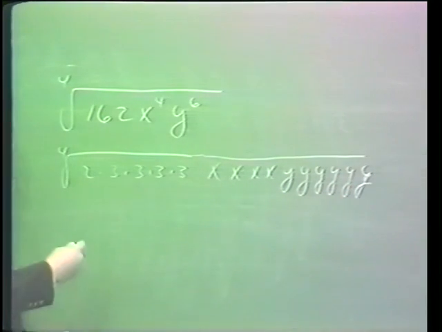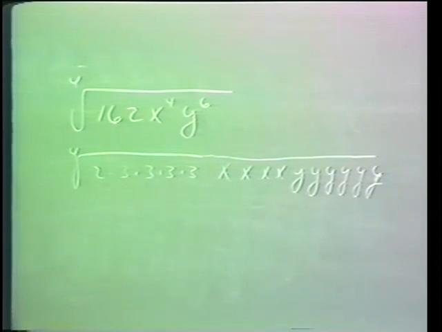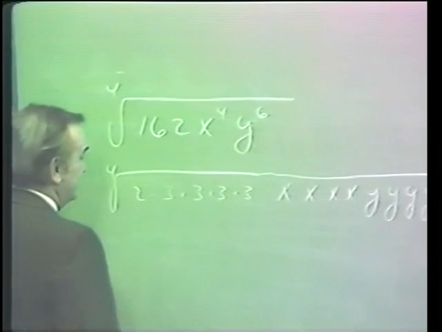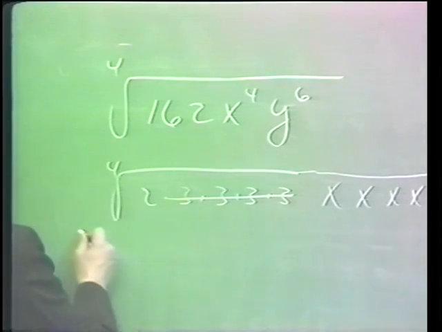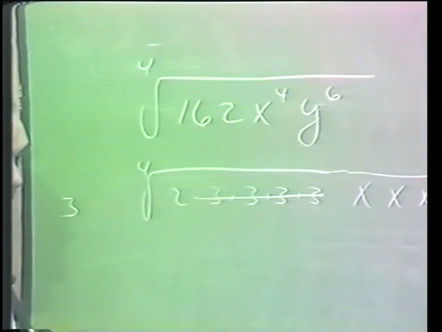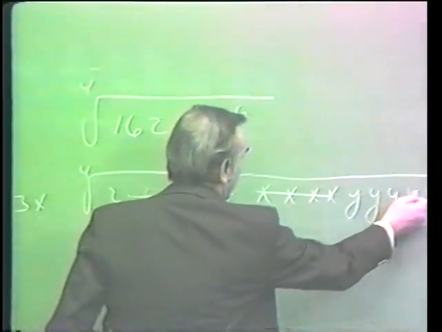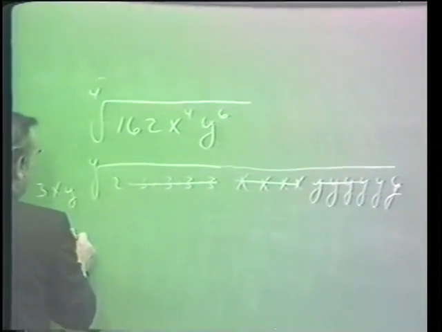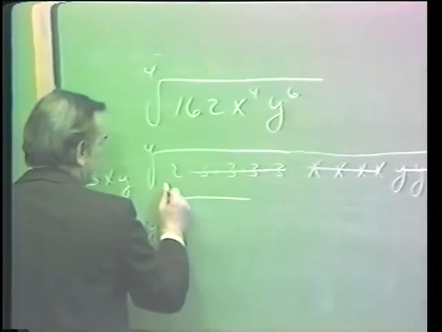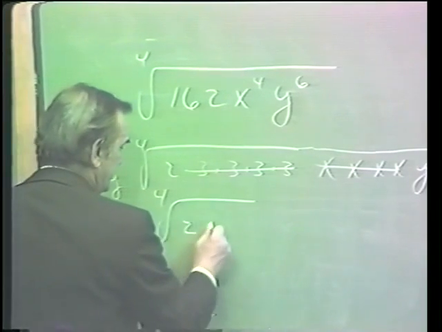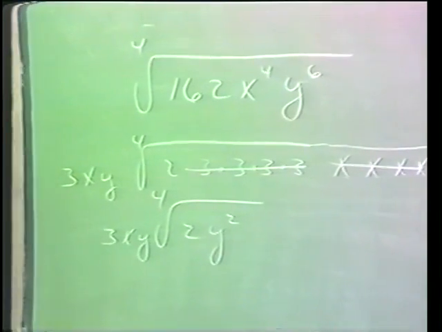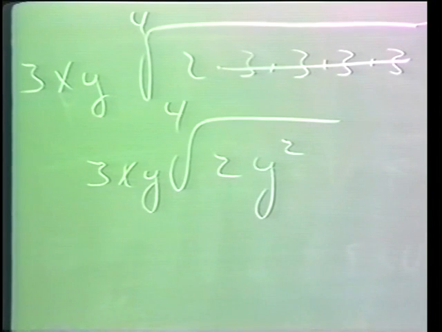By tomorrow, you won't have to write all these. You'll come up with your own method of doing this. We now take a look at our index. Our index is 4. That says for every 4 identical factors, we can cross those 4 out and bring one of those outside. So we have a 3 out, an x out, and a y out. So outside the radical, we have 3 and an x and a y. Inside the radical, the 4th root of 2y squared. Nice, simple. It always works.